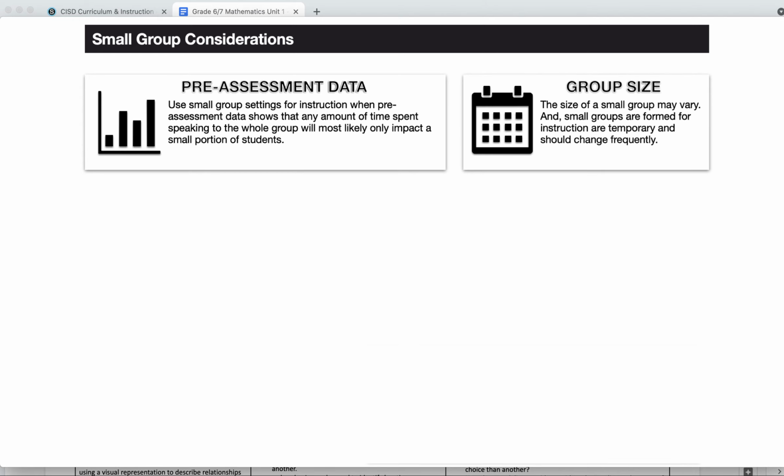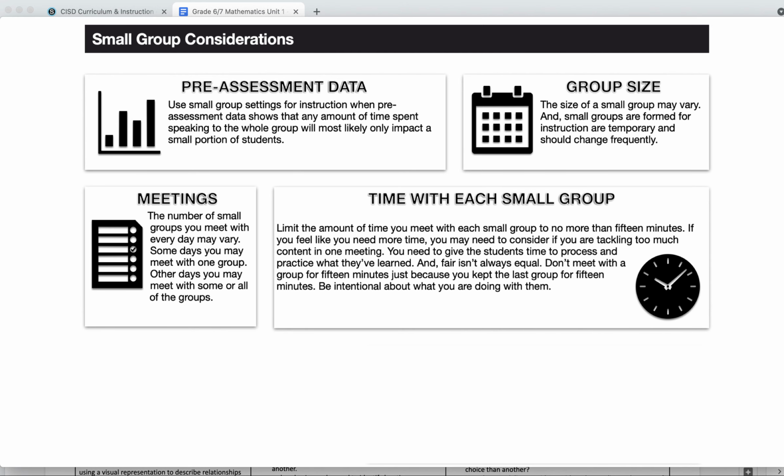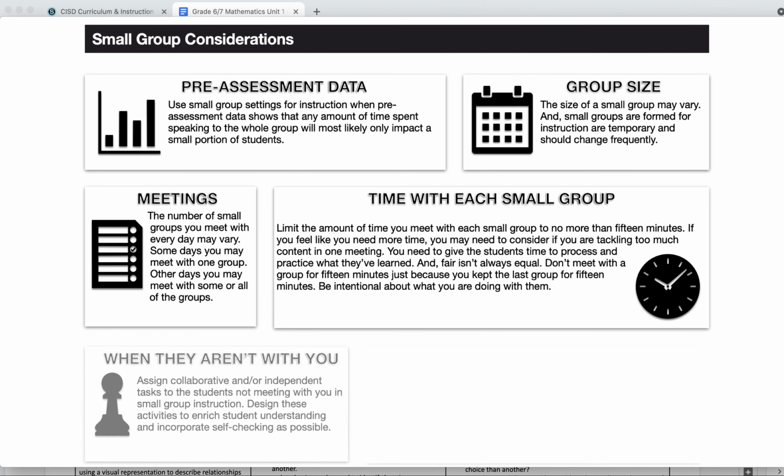If you wonder about group size, well, that might vary, and our groups will not be static. They will be dynamic and they will adjust as we pre-assess and determine the student's academic readiness for the next lesson. The number of small groups you meet with each day may vary, and how much time you spend with each small group may vary, but focus that content and be very intentional about what you do with the students.